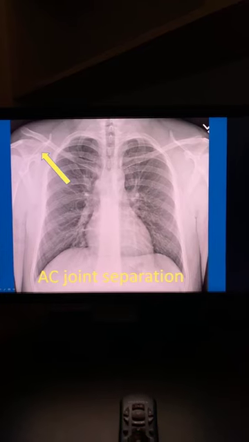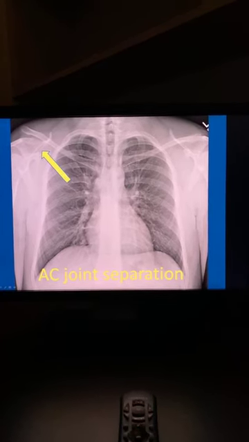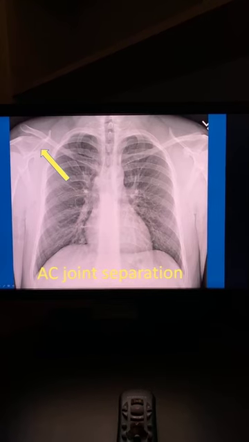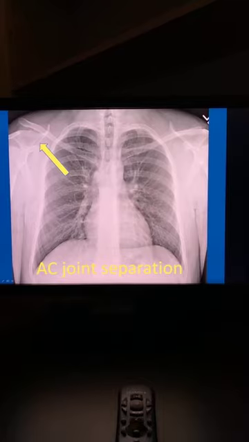This is an AC joint separation. We can go over this sometime. This is not a shoulder dislocation. I repeat, not a shoulder dislocation. The AC joint is separated. There's an injury to the joint itself.